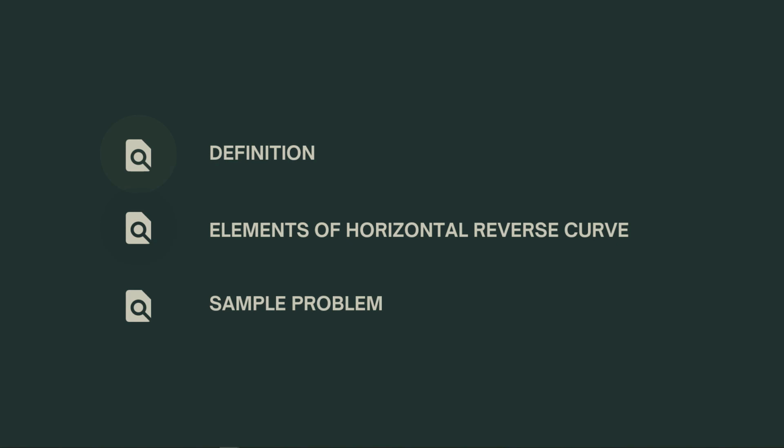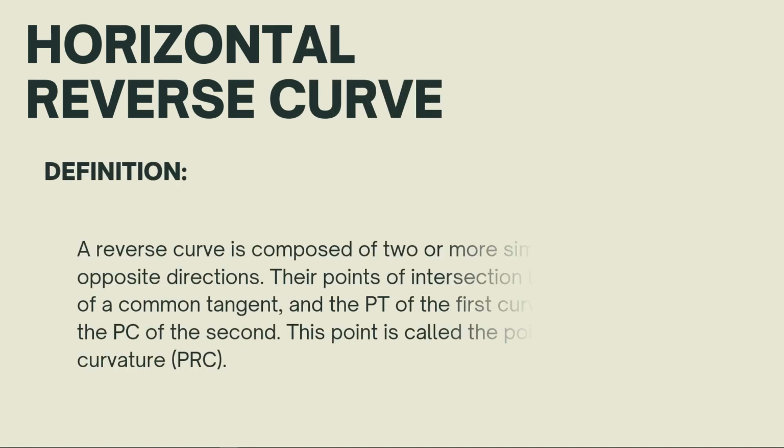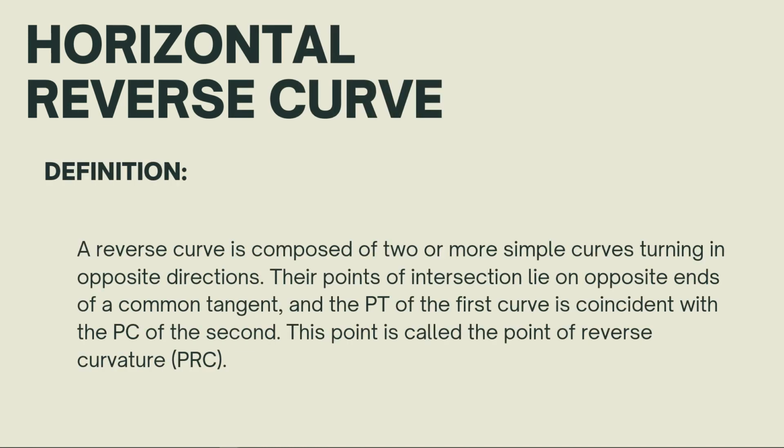So first, let's define what a reverse curve is. A reverse curve is composed of two or more simple curves turning in opposite directions. Their points of intersection lie on opposite ends of a common tangent, and the point of tangency of the first curve is coincident with the point of curvature of the second. Now this point is called the point of reverse curvature, or PRC.